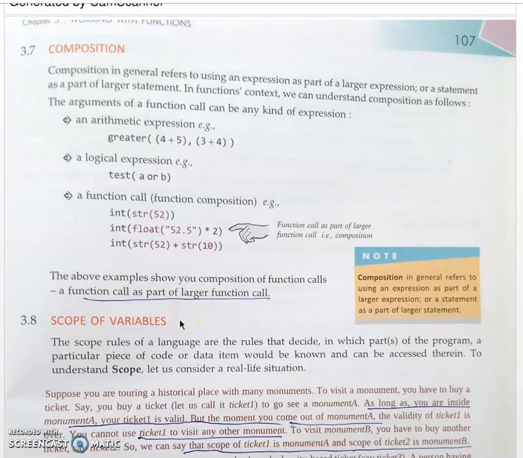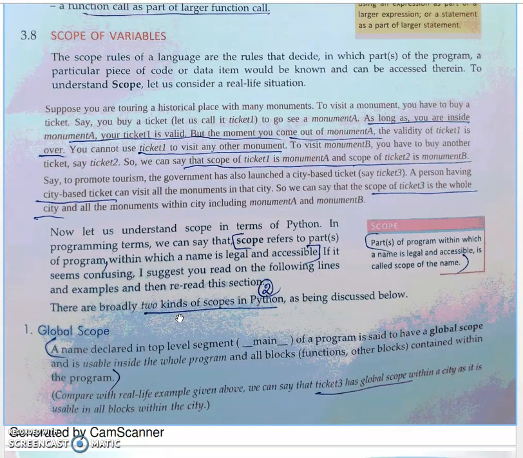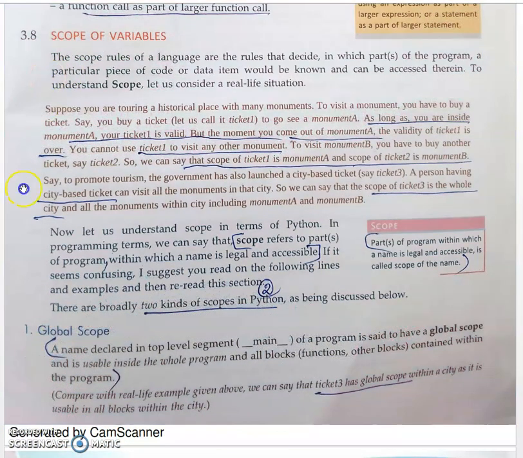Then the scope of the variable. Scope of a variable, or lifetime of a variable. We already discussed what a local variable is. When you define a variable within the function, that is called a local variable. When you define it outside the function, that is called a global variable.